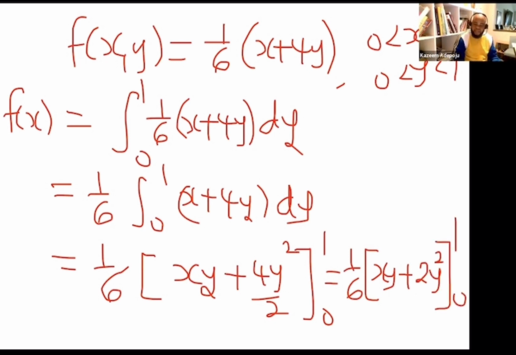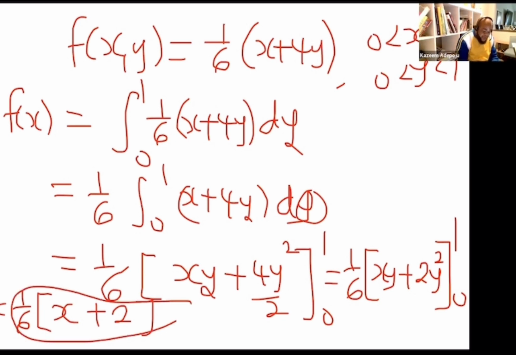Take a look at that now. When you plug in 1, don't forget you're plugging in 1 to replace y, because you integrated with respect to y. So when you plug in 1, that's going to be x plus 2. Look at that. That was how I got f of x to be equal to 1 over 6 times (x plus 2). That's f of x.